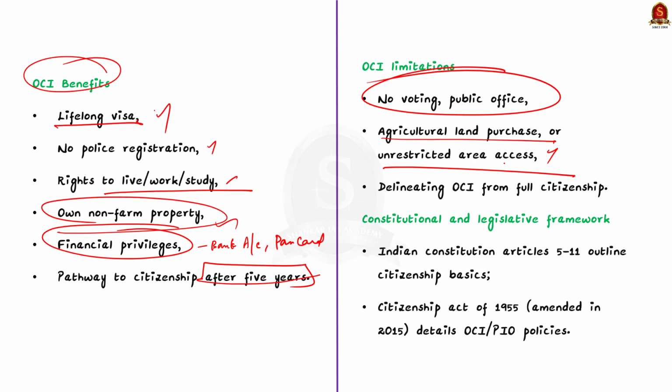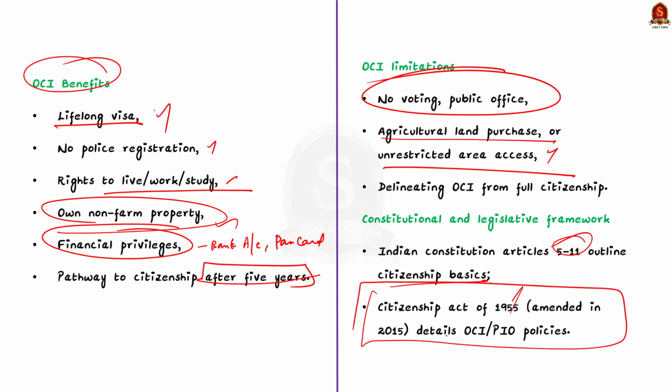Okay, from a constitutional perspective, the Indian Constitution from Article 5 to 11 lays the foundational framework for citizenship but leaves the detailed stipulations and amendments to the Parliament. So, in pursuing this, the Parliament enacted the Citizenship Act of 1955, which has seen several amendments over the years, including the significant one of 2015. See, this act governs the specifics of who can acquire Indian citizenship under what conditions, reflecting the evolved policy to engage with the global Indian community.